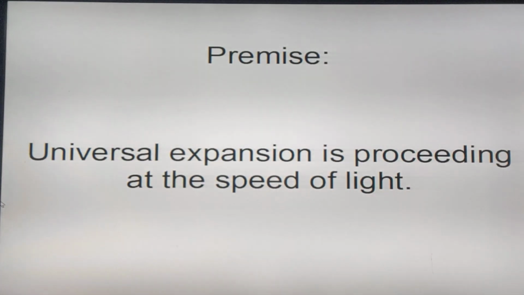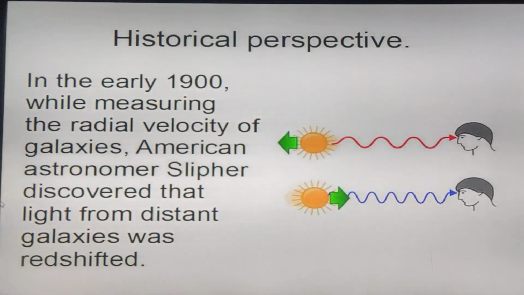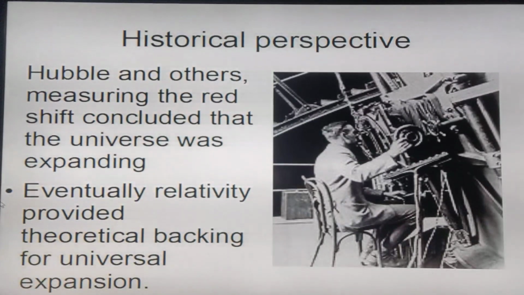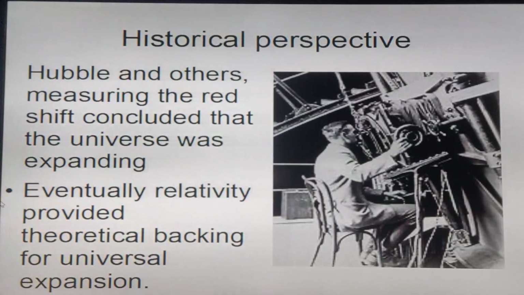The premise of this presentation is that universal expansion is proceeding at the speed of light. In the early 1900s, while measuring the radial velocity of galaxies, American astronomers discovered that light from different distant galaxies was redshifted. Hubble and other scientists measuring the redshift concluded that the universe was expanding, which was a surprise since it was believed that the universe was static. Eventually, relativity provided theoretical backing for universal expansion.